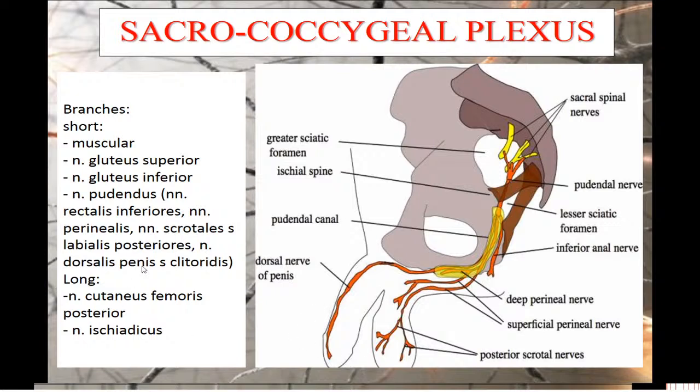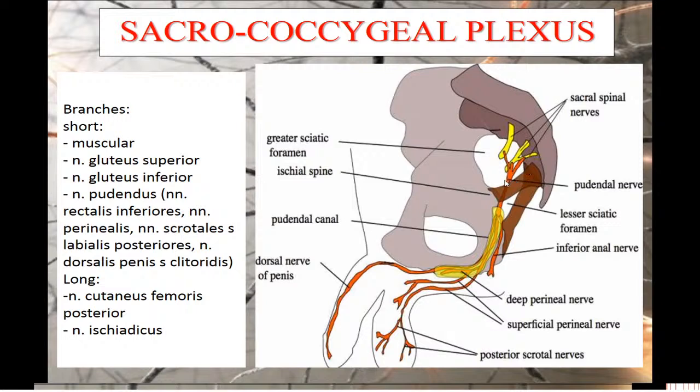Long branches of sacrococcygeal plexus are represented by the posterior cutaneous nerve of the thigh and sciatic nerve, nervus ischiaticus. Both of the nerves exit the pelvis via the infrapiriform foramen. So let's summarize them.